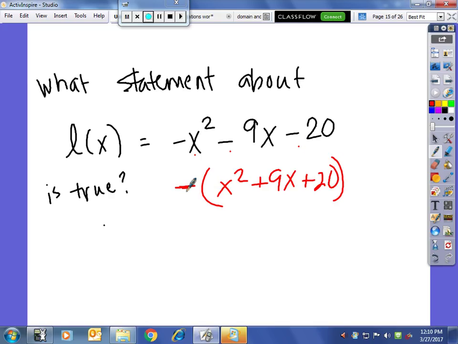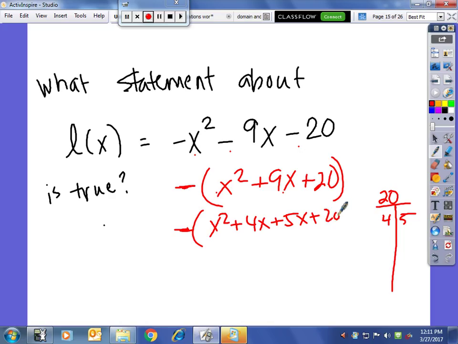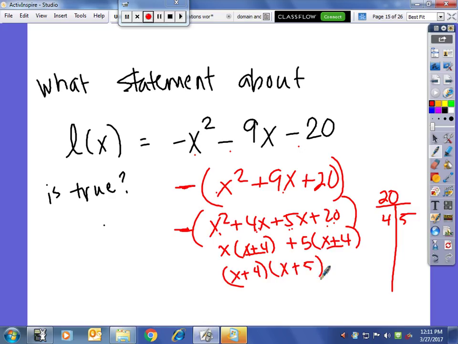Then you just keep bringing that negative sign down, ignore it, and factor the rest like normal. What's a times c here? 20. What are the factors of 20 that could make a 9? 4 and 5. Okay, so let that negative sign hang out there. X squared plus 4x plus 5x plus 20. What can I take out of the first two? X, and you're left with x plus 4. What can I take out of these two? A positive 5, and you're left with x plus 4. Then you can factor out the whole x plus 4, and what are you left with? X plus 5. And don't forget what's out in front of the whole thing. These are the factors.